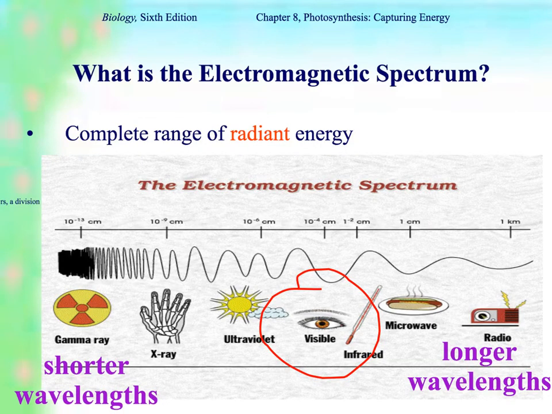So because we're dealing with light, we need to talk about the electromagnetic spectrum. It is a complete range of radiant energy. And so you might have learned this before, where our shorter wavelengths are the gamma rays to X-rays to UV light, visible, infrared, microwave, and radio waves, which are the longer wavelengths. And so the ones that we are concentrating on are the visible light, because that's what we deal with in photosynthesis.